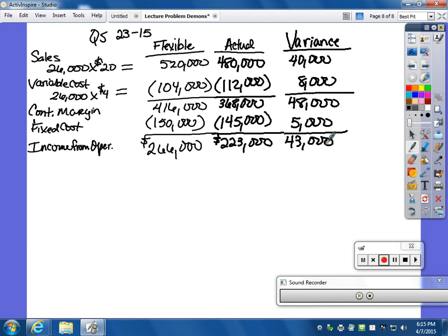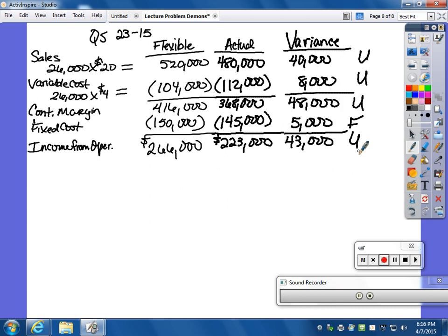That's favorable, right? I know you hate it. What about fixed costs? Favorable. And income from operations? Unfavorable. It's unfavorable. Why? Because the actual is lower than the projection. Okay, good. Quick study.